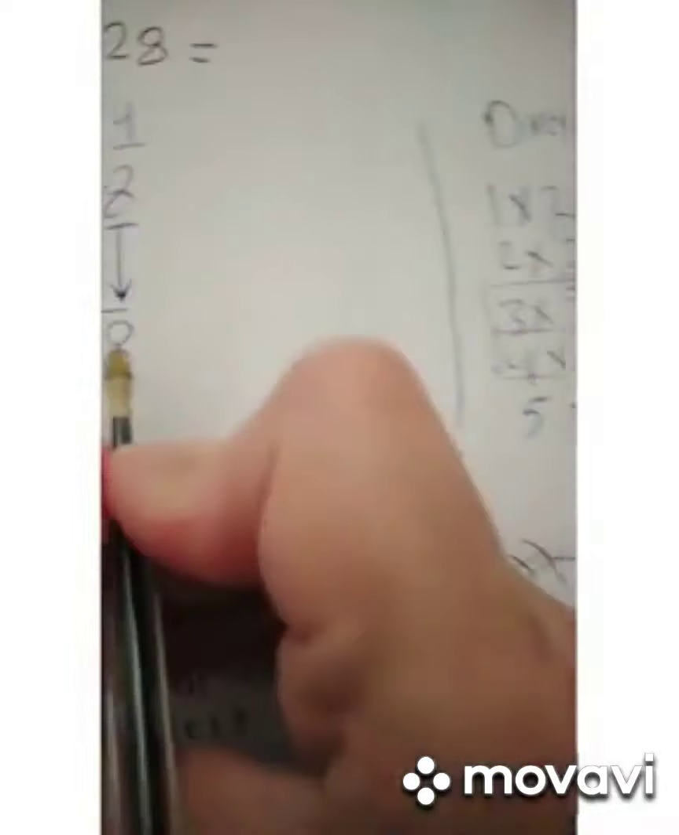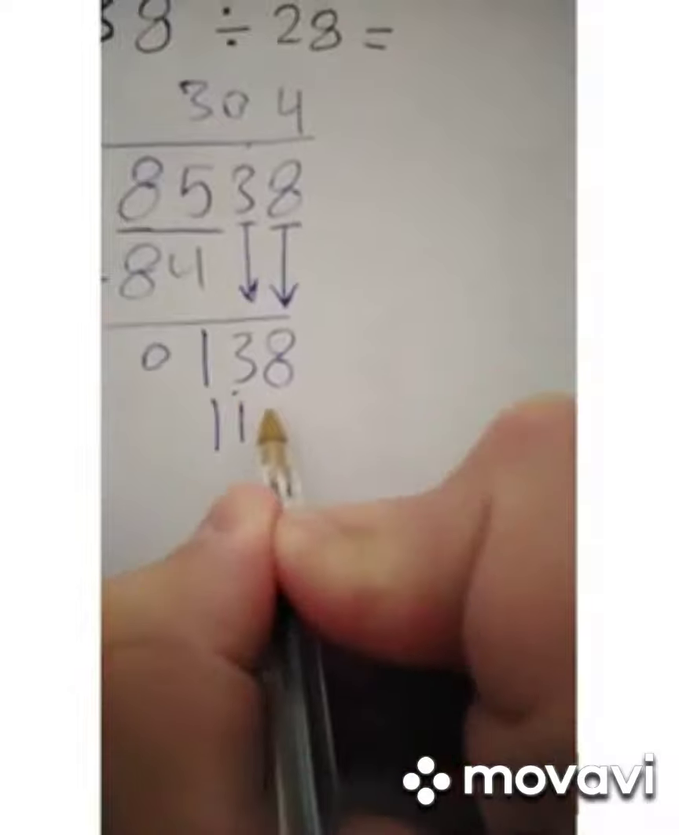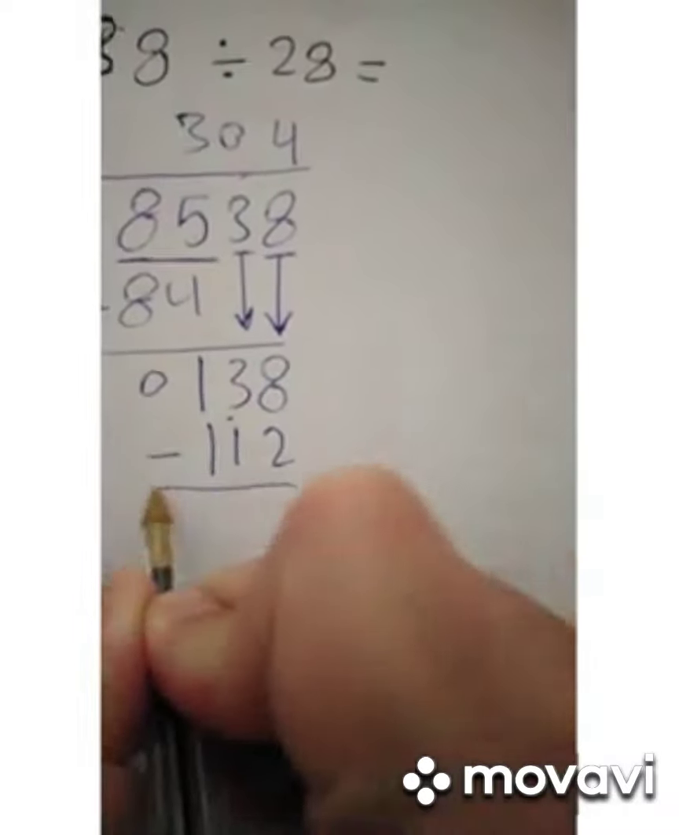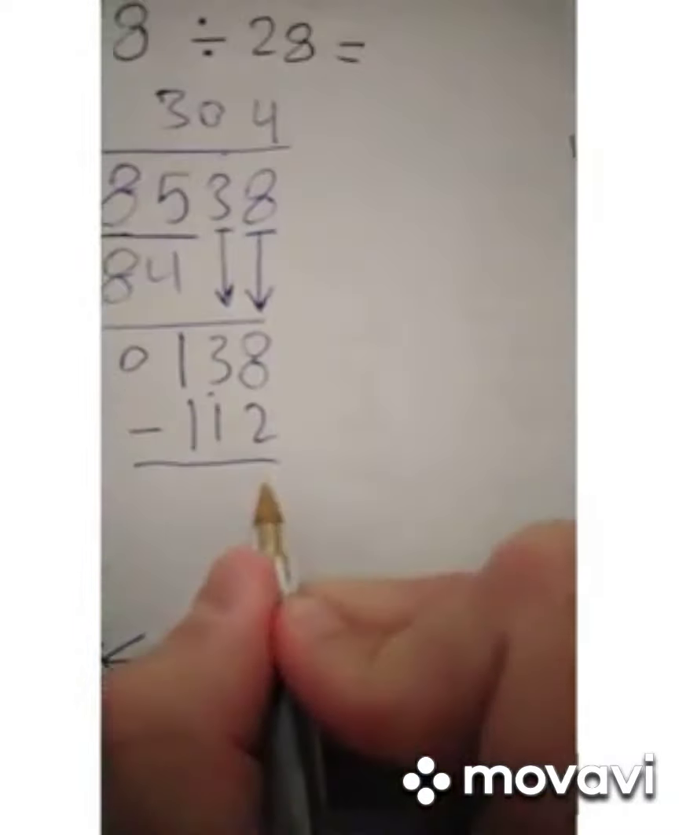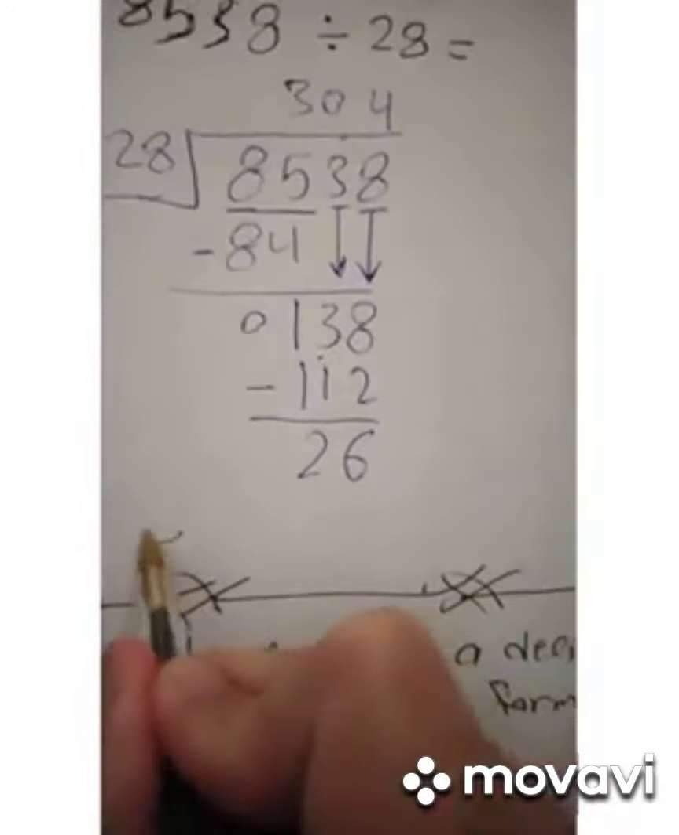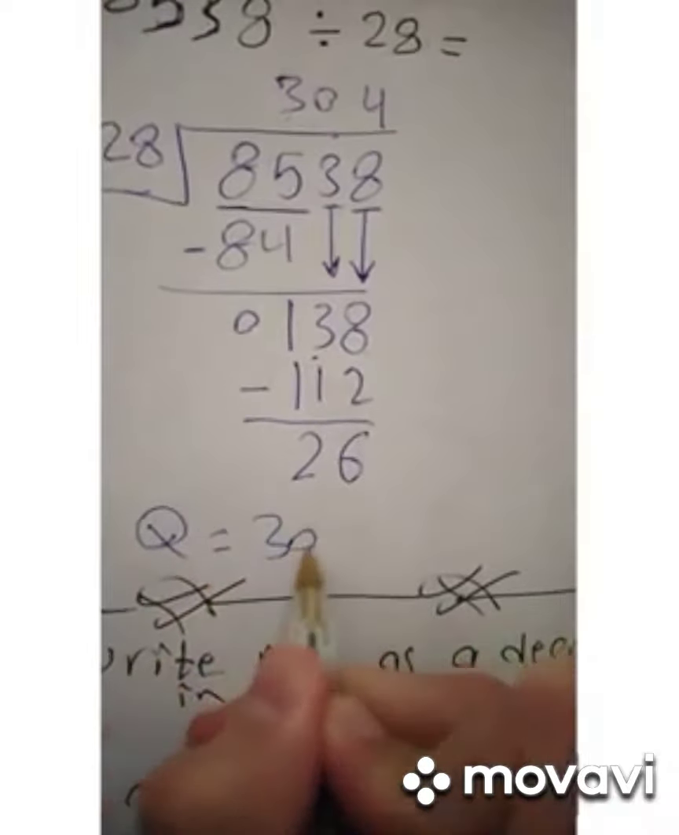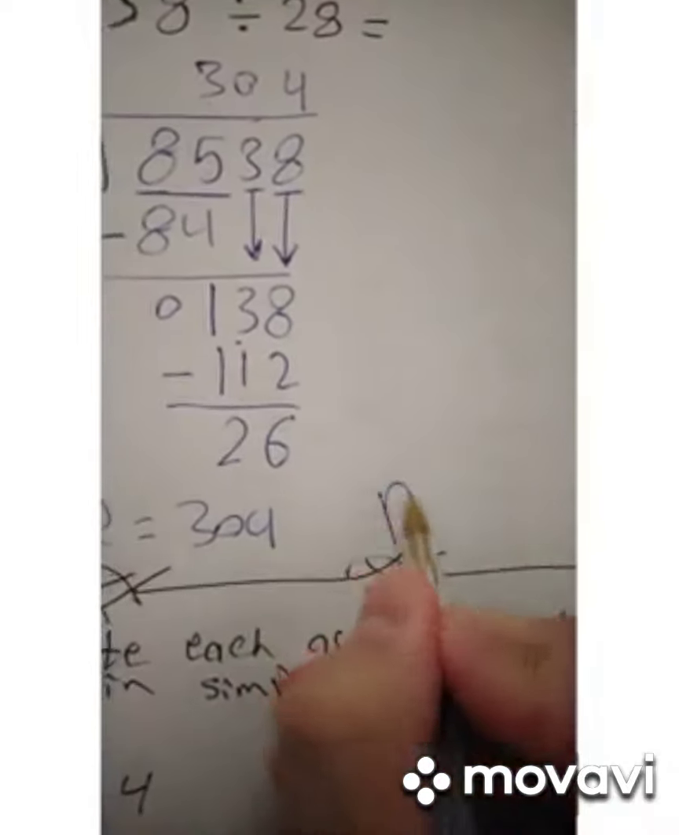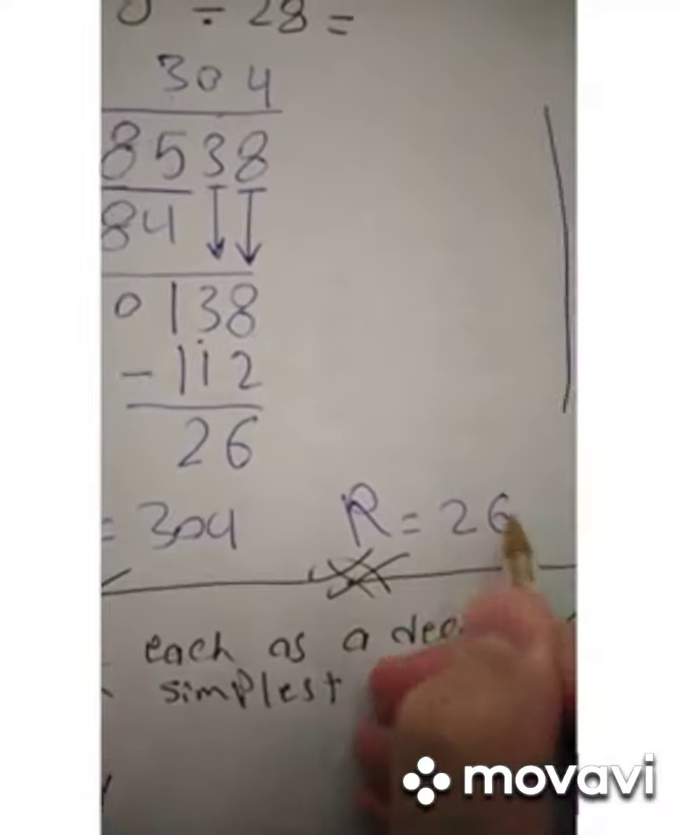So put 4 up, then multiply. The product is what? Yes, 112. So put 112, then subtract. It will be 8 minus 2 equals 6. 3 minus 1 equals 2. So our quotient equals 304 and the remainder equals 26.